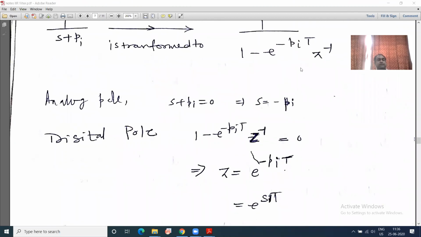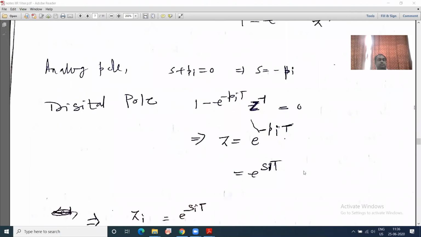Then for poles here, what is there? This equal to 0: 1 minus e to the power p_i T into Z inverse equal to 0, so z equal to e to the power minus p_i T. Now minus p_i equal to s, so I will write e to the power sT. So z equal to e to the power sT. For no confusion, I have given here only s; I have eliminated i. So z equal to e to the power sT, so there will be no confusion. It will be very straightforward.